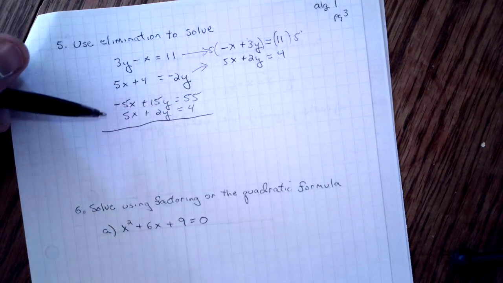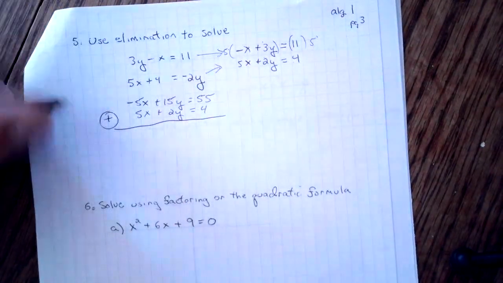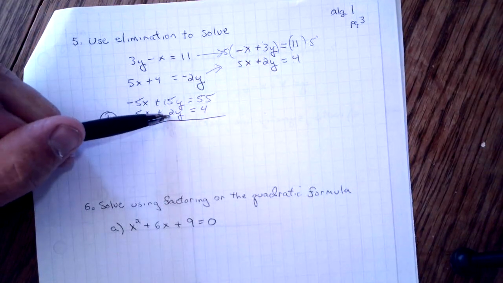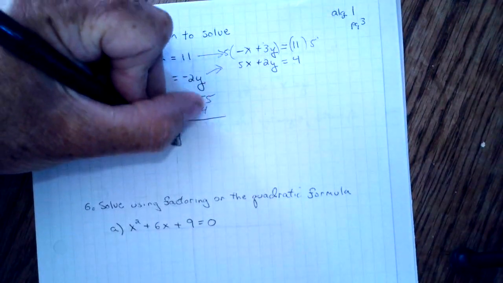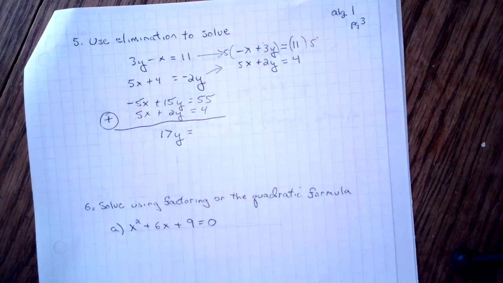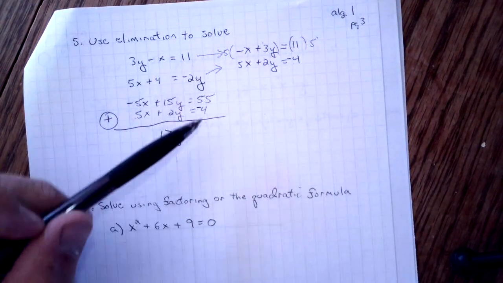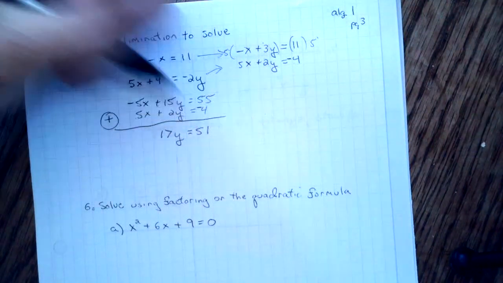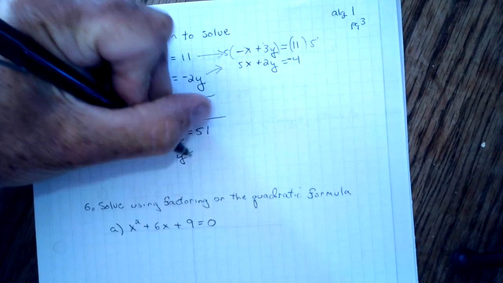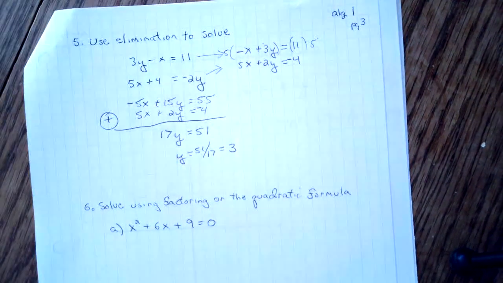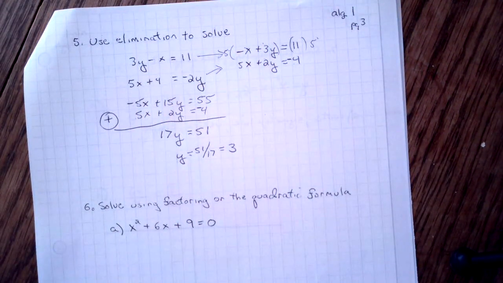And I put them right on top of each other, then I can either add them or subtract them. If I add them, negative 5x plus 5x is 0. 15y plus 2y is 17y. 55, this should be a negative 4. Negative 4. 55 plus negative 4 is 51. So y equals 51 over 17, which is just 3. So that's one of the solutions.